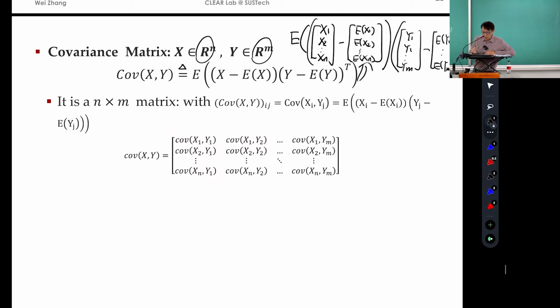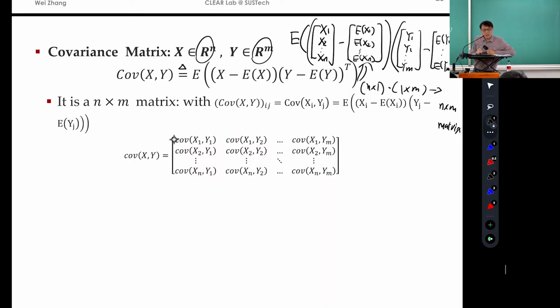So overall, you will have a what? This is an n by 1 vector times an m by 1 vector, which becomes 1 by m when you take a transpose. So overall, does this multiply? Overall, you will have an n by m matrix, right? Is it n by m? Yes. So each element of the matrix has the following meaning.